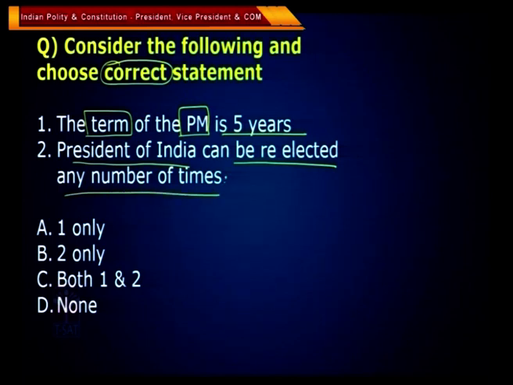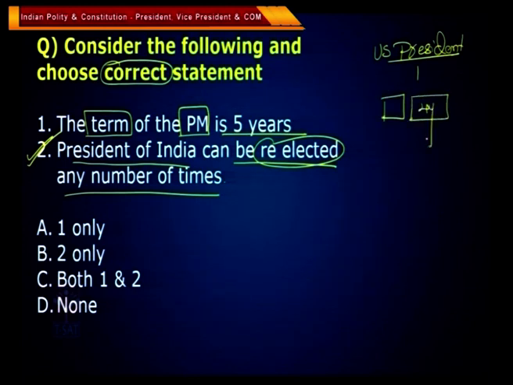Very easy question, a basic question when you read the subject thoroughly. The second statement, you all know, the Indian President can be re-elected any number of times. Absolutely correct. If you look at the US President, he can be elected only once, meaning he can be re-elected only once. A person to become the president of the USA can be president only for 2 terms.